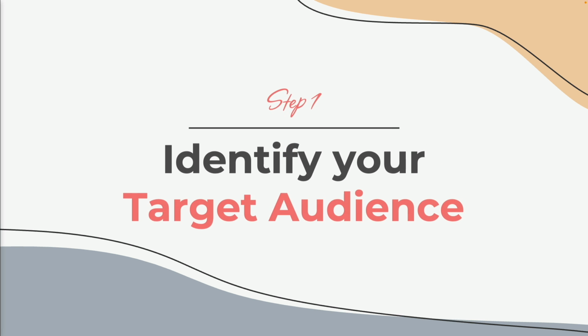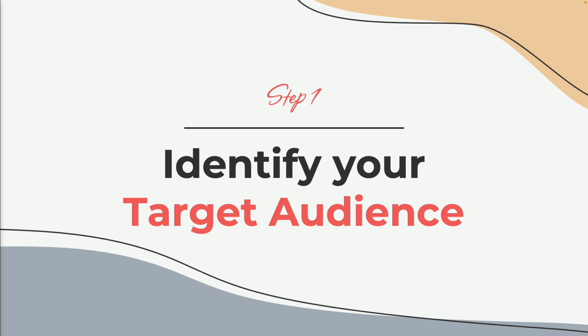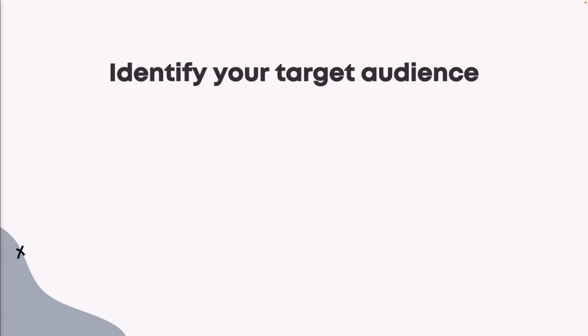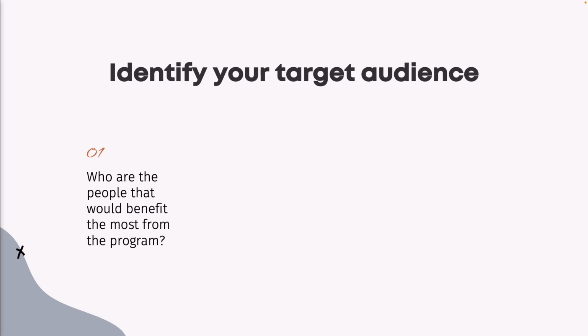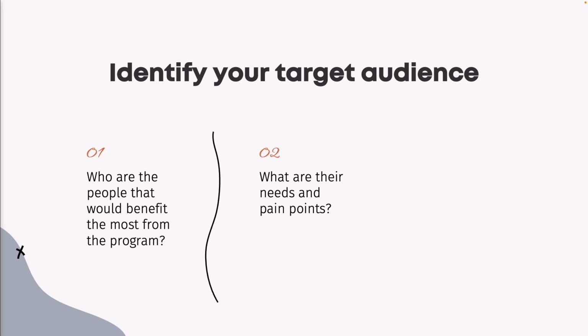The first step in marketing your L&D program, or anything really, is to identify your target audience. Here's some questions you need to be asking yourself at this stage. Who are the people that would benefit the most from the program? What are their needs and pain points? Where do they like to hang out? Once you have a clear understanding of your target audience, you can tailor your marketing efforts accordingly by selecting the right marketing message, channel, tone of voice, and so on.